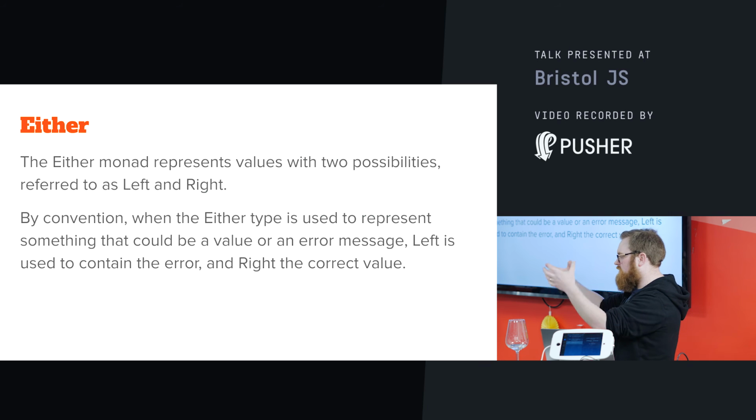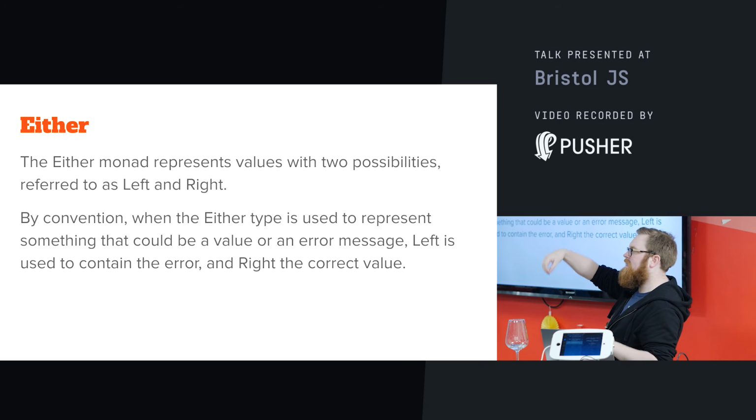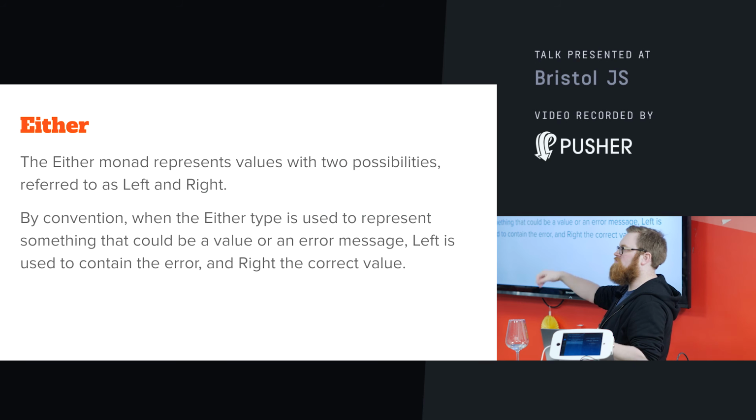Think of it as like 2 little boxes, maybe. We put the success in the right, because right is right, like correct. It's not a political statement, just in case anyone wondered. And we use left for the error, because it's the only bit that's left.